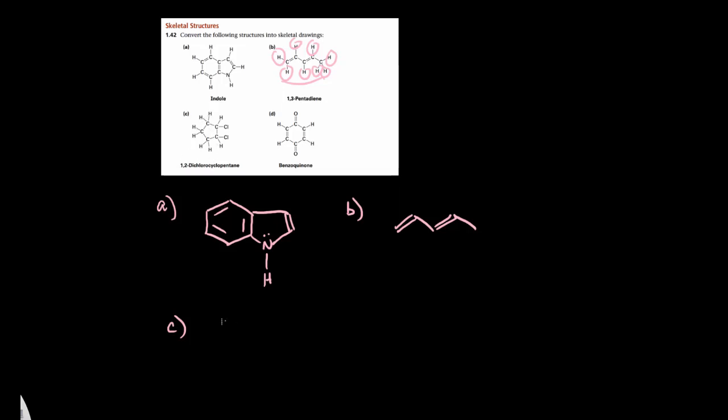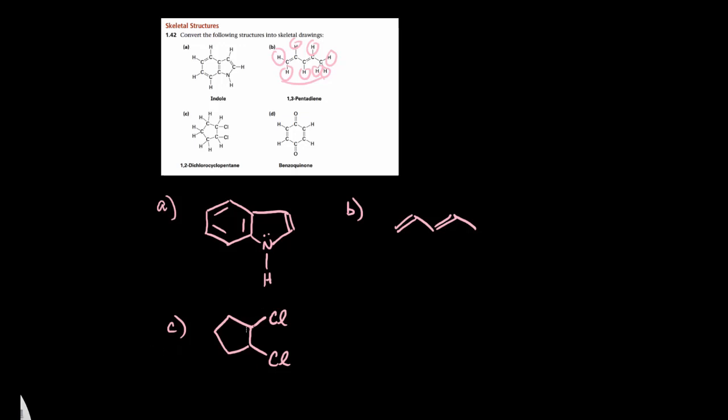1,2-dichlorocyclopentane. So again, the carbon skeleton here, all of the vertices represent carbon atoms, and we don't have to put in the hydrogens, but we do have to put in the chlorines, and so we can put them here where they go. And so this would be the skeletal structure.